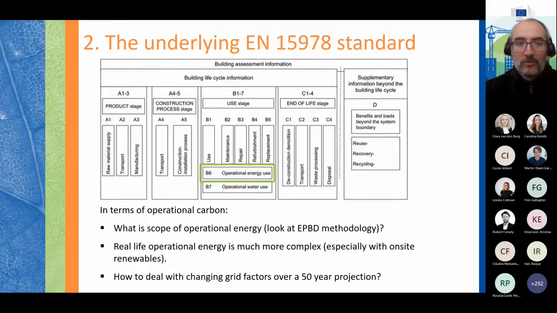Just zooming in on module B, specifically module B6, which is where a big chunk of the operational carbon can potentially come from, and it could be a negative if you have on-site renewables that are over-designed for the building's needs, but it could also be positive if you're just taking grid electricity. Those numbers are dominated by B6, and you have to think carefully: what is the scope of the operational energy use? We have the existing Energy Performance of Buildings Directive, which focuses on the main technical systems in the building: heating systems, cooling systems, ventilation systems, lighting systems, and hot water producing systems.